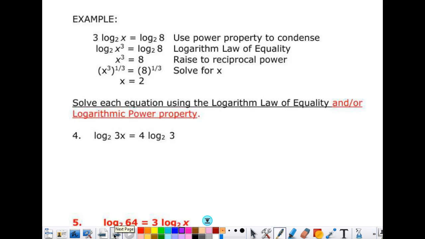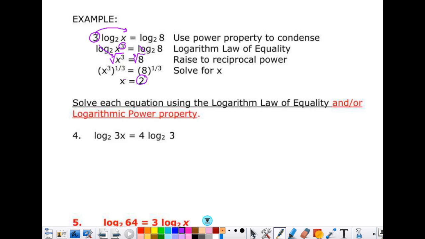Okay, so here's an example. But first, there's a 3 in the front, so they put the 3 back where it belongs, and you see them doing that here. And then they get rid of the logs, and they just have x to the third is 1/8. Personally, I probably wouldn't multiply this to the 1/3. But they multiplied it to the 1/3 power, which is okay too.